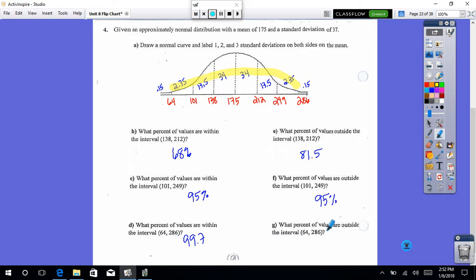Oh, oh look, I've done those wrong. These are asking for the percentages outside of those values. I am totally wrong here.